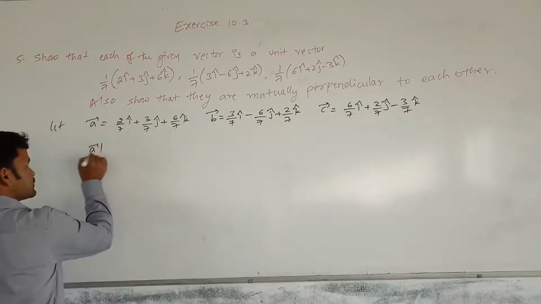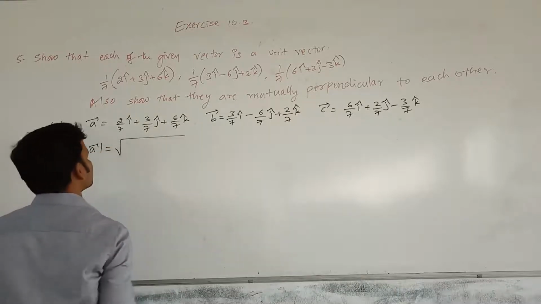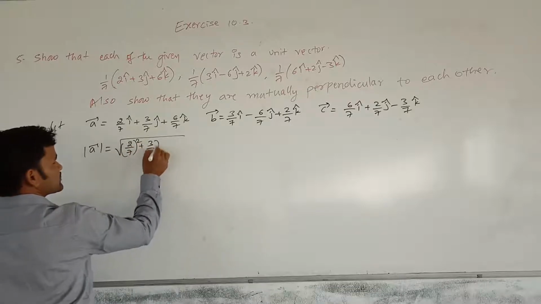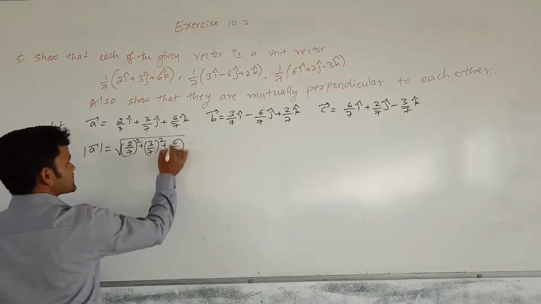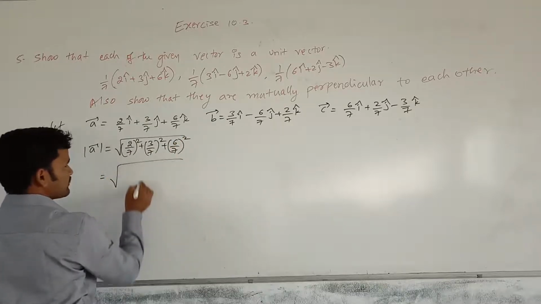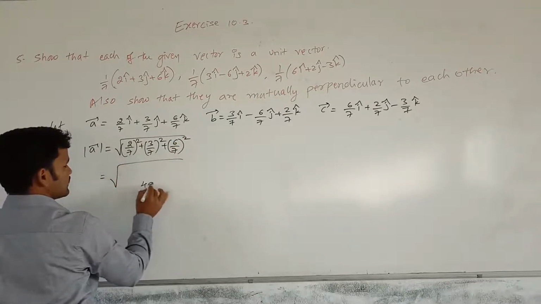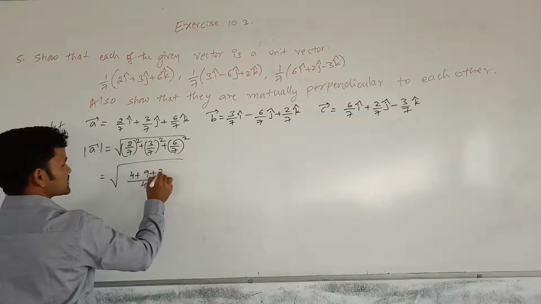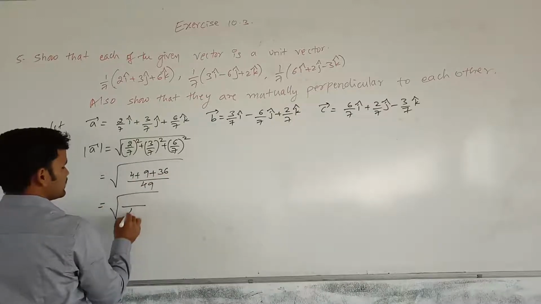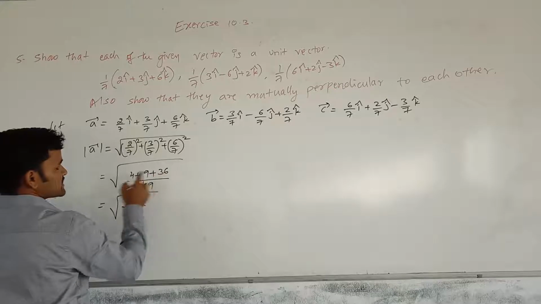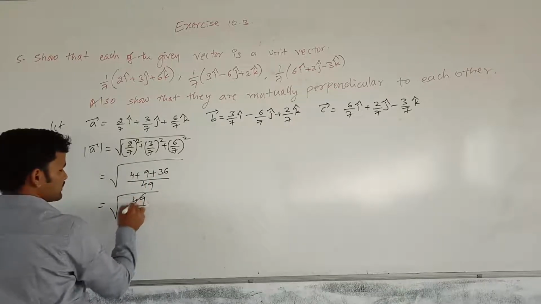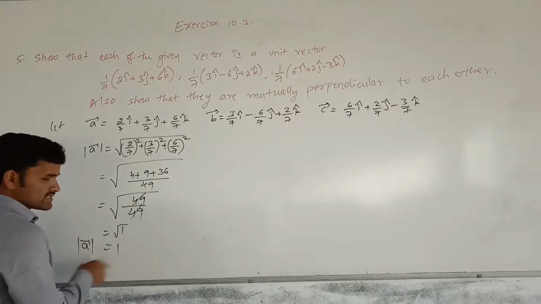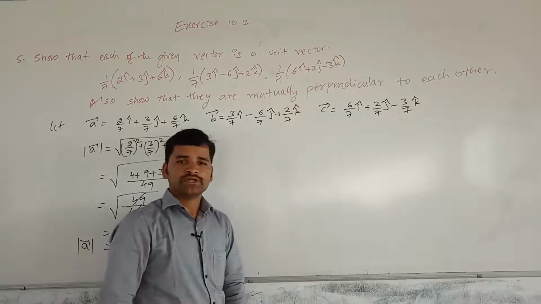Let us find out magnitude of vector A. Magnitude of vector A is equal to square root of (2 by 7) square plus (3 by 7) square plus (6 by 7) square. So square root of, 7 square, 7 square, 7 square, 49 is the LCM. Here 2 square is 4, 3 square is 9, here 6 square is 36. This is square root of 4 plus 36, 40, 40 plus 9, 49, 49 by 49 gets cancelled, square root of 1 means 1. Magnitude of vector A is equal to 1, which shows that vector A is a unit vector.